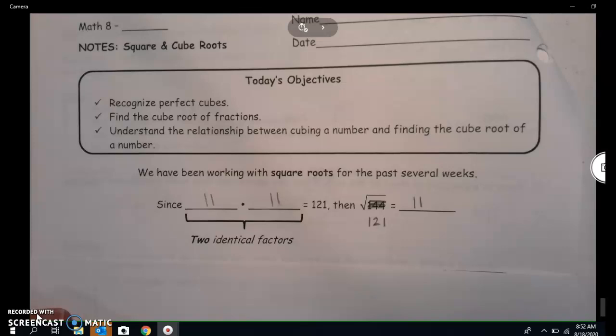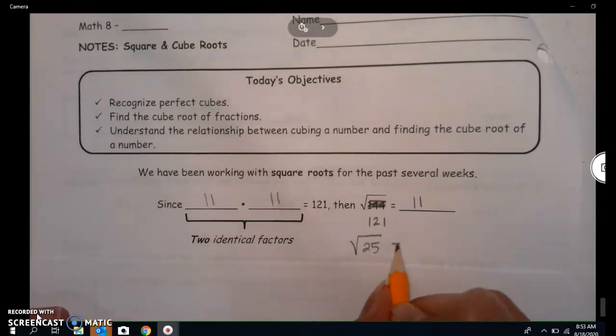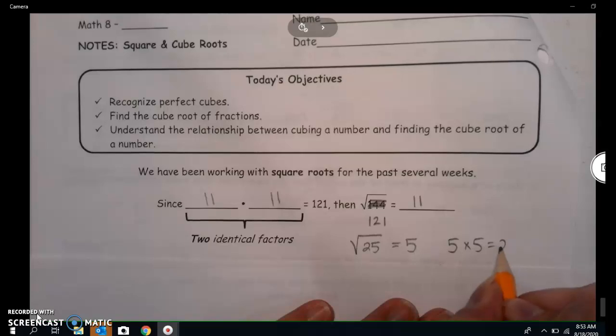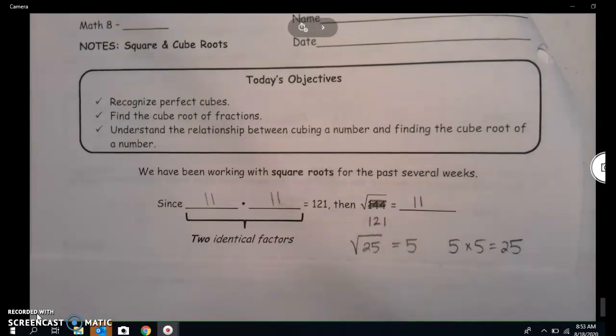We're looking for two identical factors. This is what we did in square roots. So if I wanted to take the square root of 25, our answer would be 5. And the reason is because 5 times 5 equals 25. Again, always looking for two identical factors or twins when dealing with square roots.